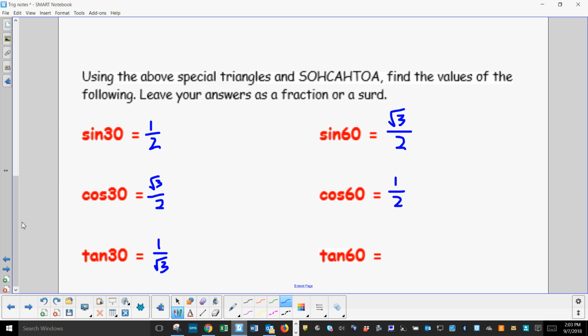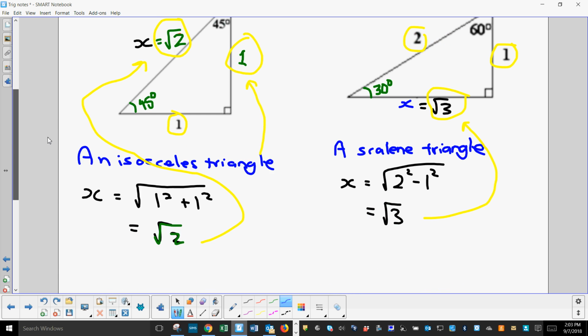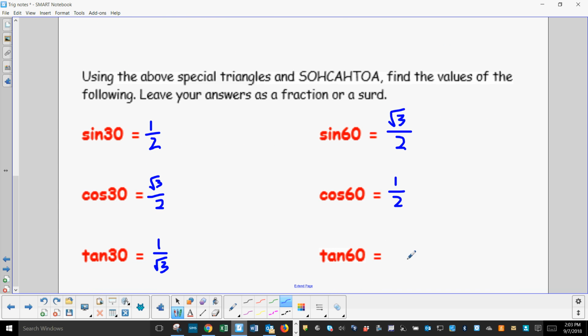Tan of 60. Root 3 over 1. Good. Yeah, root 3 over 1, yep, which simplifies to root 3. So this is actually one that will simplify, because root 3 over 1 can be written much more simply as root 3. I was going to put 45 here as well.